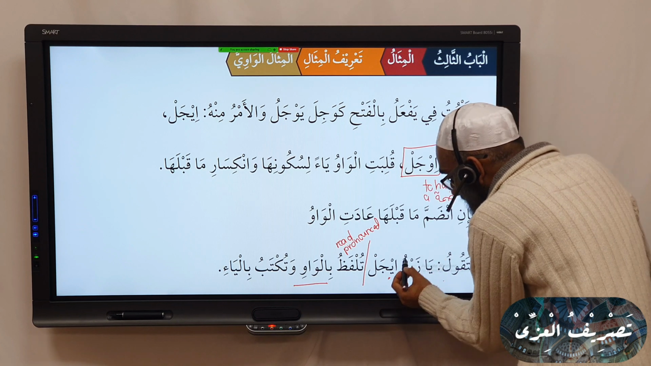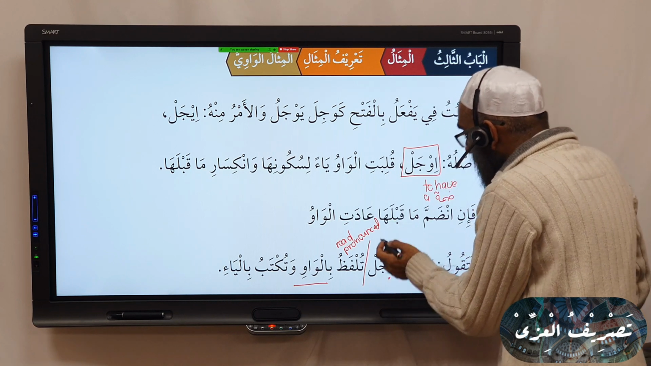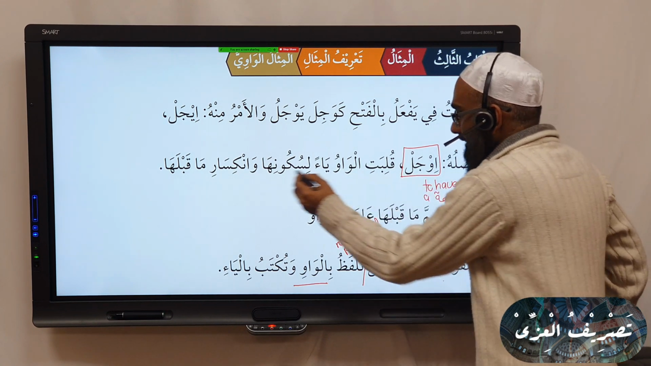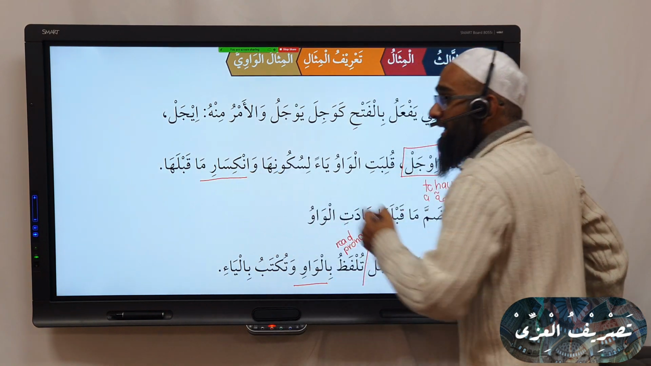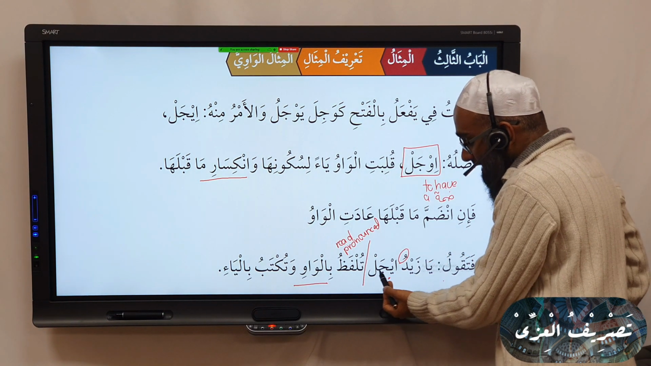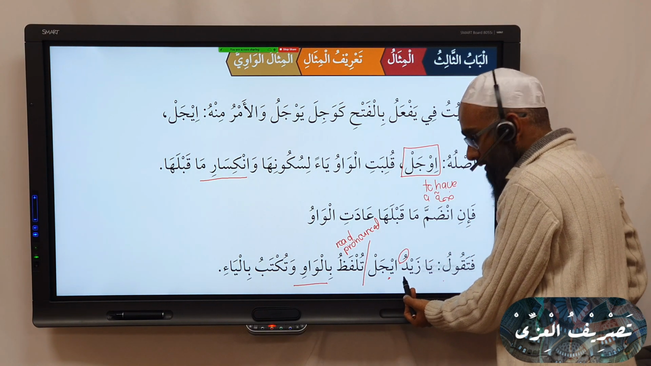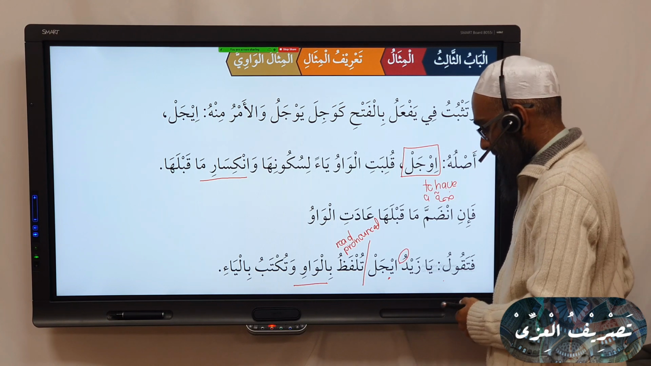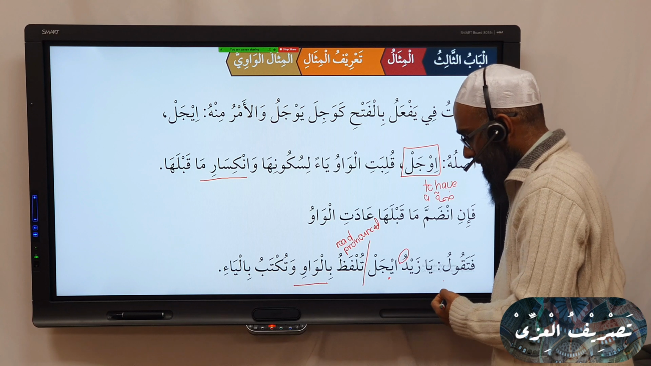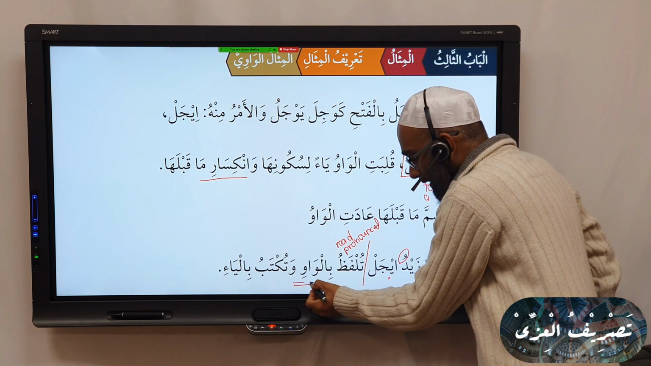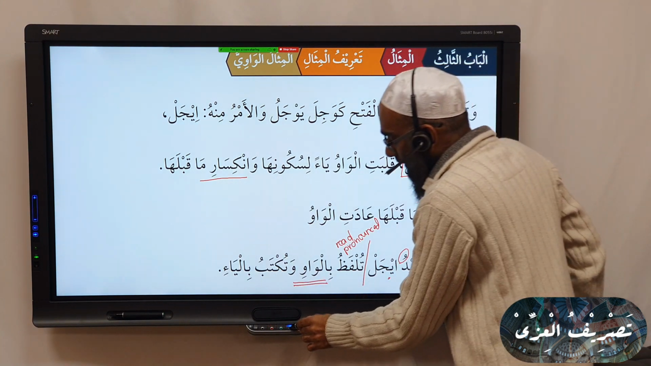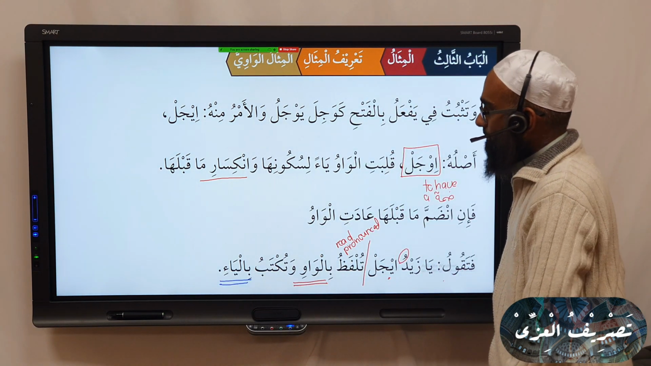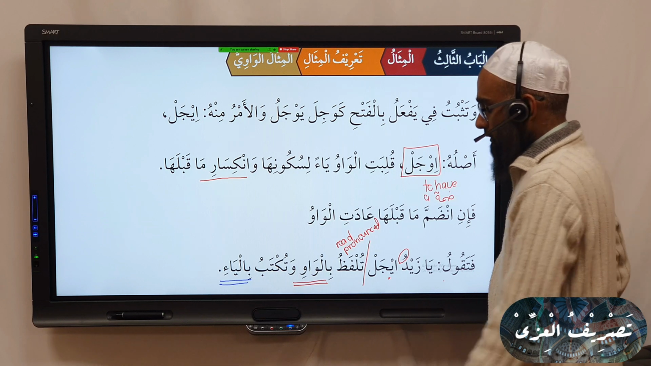However, if we have a dhamma before it, what was the only reason we changed the waw into a ya? It was the kasra before it. Is there a kasra before the ijal now? Here, ya zaidu. So how do you read it? Ya zaidujal. With a waw. But how do you write it? With a ya. Okay? Does everybody understand?